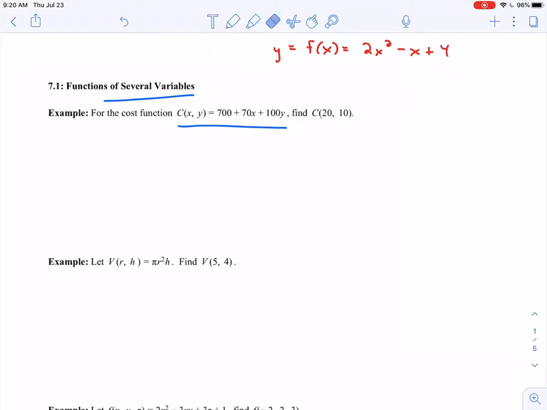When we start to look at these functions of several variables, so here I have a function of two variables. Another way I could write this is z equals 700 plus 70x plus 100y. If I was to graph this, it's no longer a two-dimensional shape because I have x, I have y, and now I have this third variable z. So I don't live in two dimensions or two space anymore. I actually live in three dimensions, in three space, which is where you and I live.